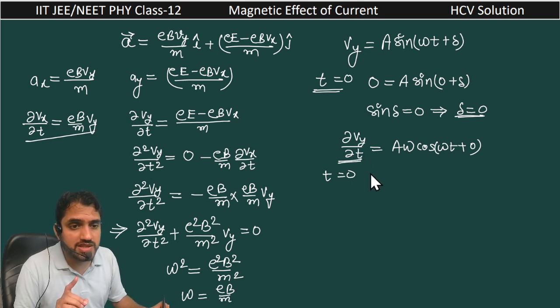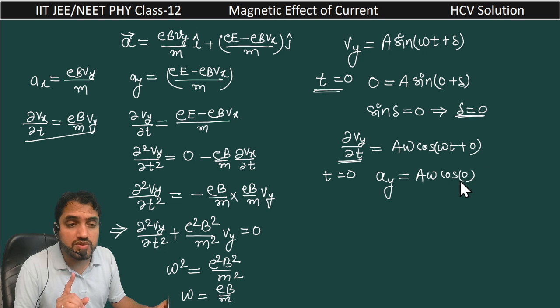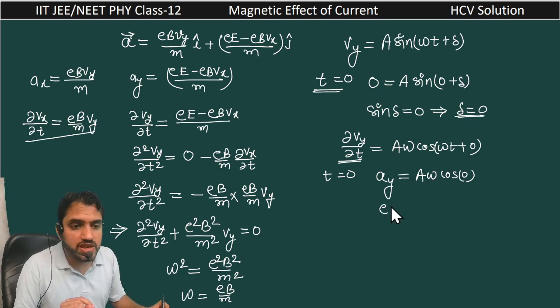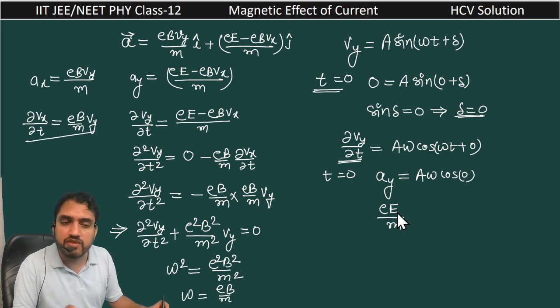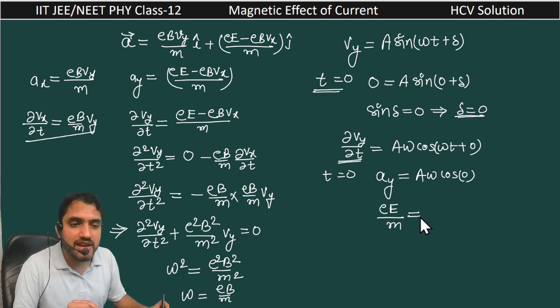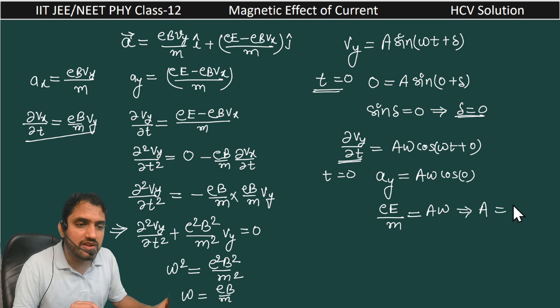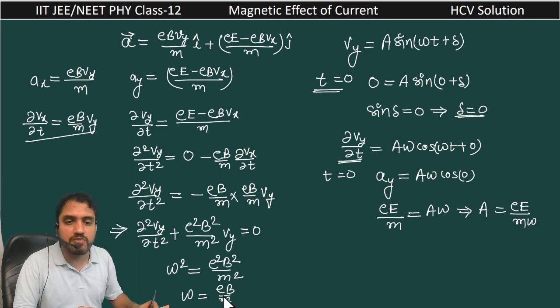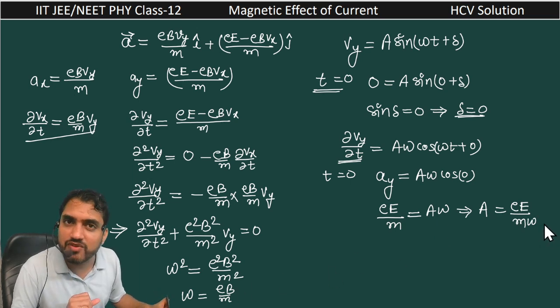So the acceleration along the y-axis is equal to A into omega into cos 0, and cos 0 is equal to 1. So it is equal to e into E by m, that is the electric force divided by mass, the initial acceleration. Here the value of A is equal to eE divided by m into omega. So you can put the value of omega and can find the value of A also.